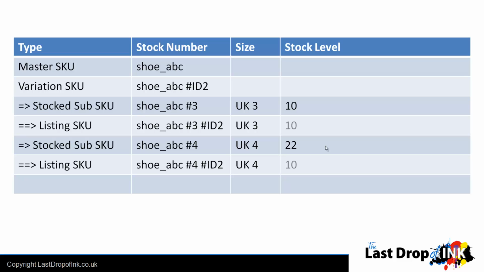If we want to do a multi-variation listing on eBay or Amazon underneath one eBay account, and then also on another eBay account, we have our master SKU, which is the one which we list on our first or primary eBay account, and that picks its stock levels up from the stock sub-SKU, for size 3 and size 4. And then what we can do is create another SKU type called variation SKU, and in this case I've called it shoe ABC #ID2, and that's for our second eBay account. And what we then do is link our listing SKUs to our variation SKU, and of course they then inherit their stock levels.